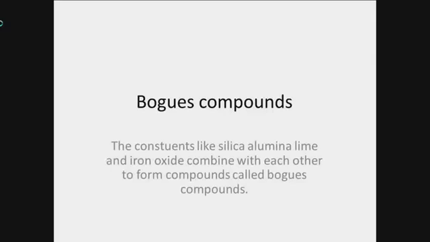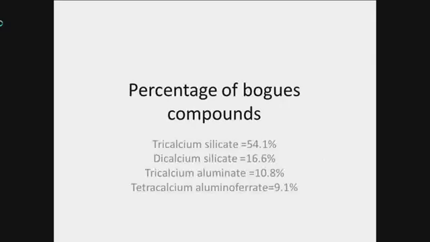The composition of the aforesaid compounds is like this: tricalcium silicate is about 54.1%, dicalcium silicate about 16.6%, tricalcium aluminate about 10.8%, and tetracalcium aluminoferrite 9.1%. The constituents like lime, silica, alumina and iron oxide interact with each other in the kiln and form a complex product of definite molecular structure. The principal compounds present in the clinker are called Bogue's compounds.